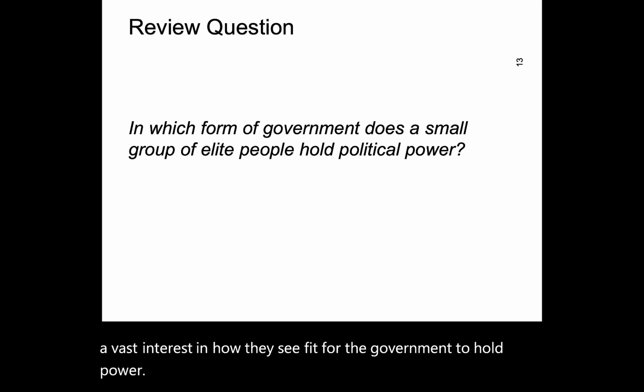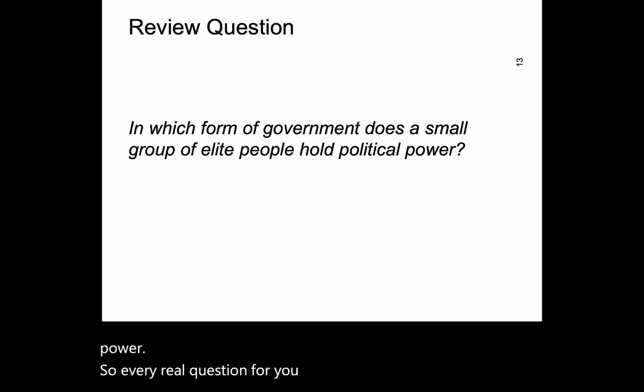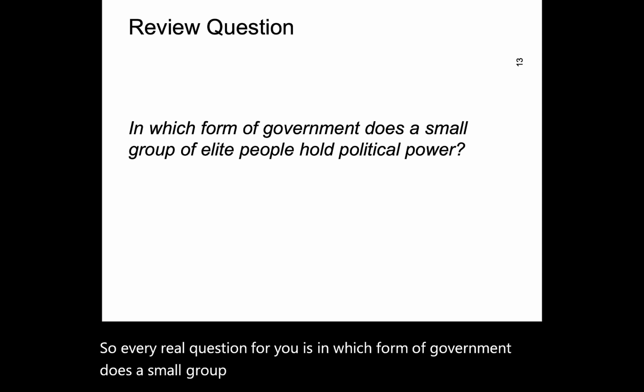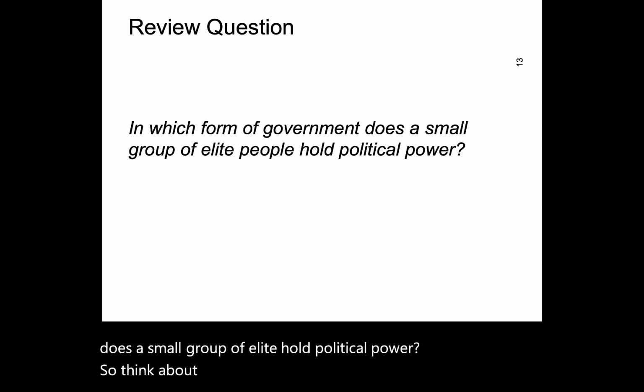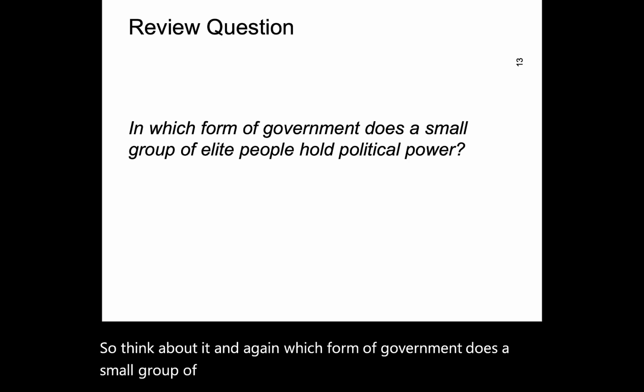So a review question for you is, in which form of government does a small group of elites hold political power? So think about it. And again, in which form of government does a small group of elite people hold political power? Think about that and answer it on your own.